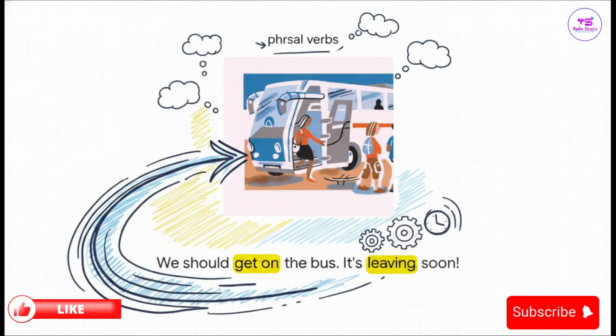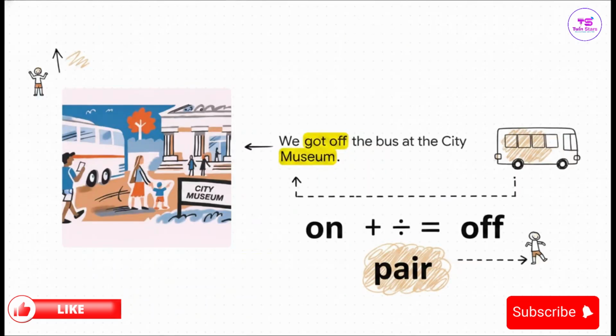We should get on the bus. It's leaving in 5 minutes. The action here isn't just about moving, it's about entering a large mode of public transport. The phrasal verb adds this crucial layer of directional movement right onto the core verb. And let's see how this builds the narrative arc of a morning commute.